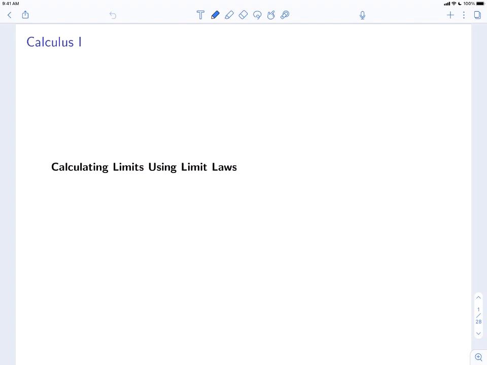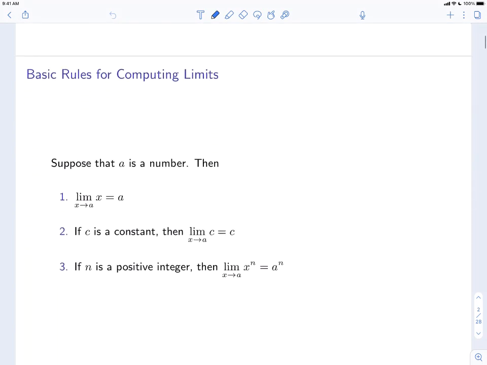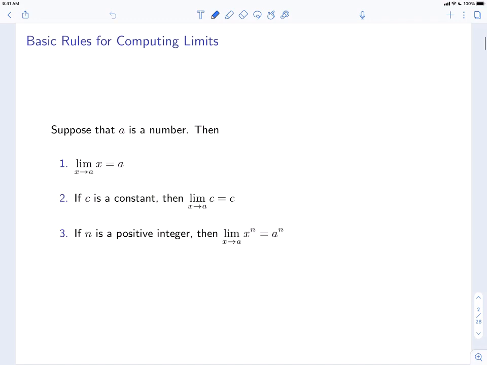In this video, we're going to talk about ways to compute limits using what we call limit laws. We're going to start with these basic rules for computing limits. In particular, we have that if a is a number, then the limit as x approaches a of x is a. This limit makes sense because we're being told that x is approaching a, so the limit as x approaches a of x must be a.